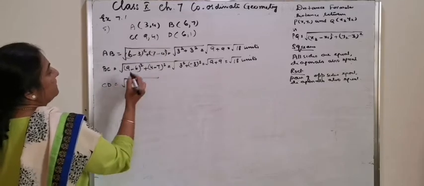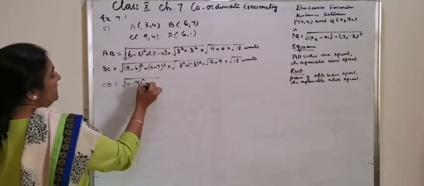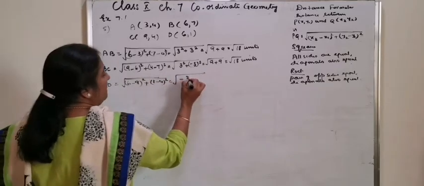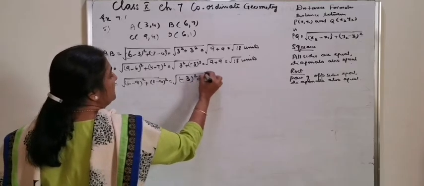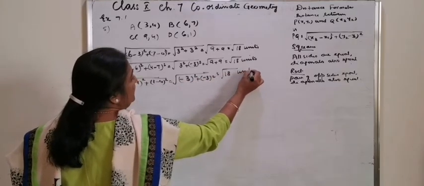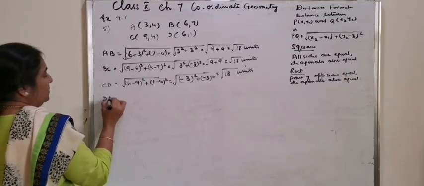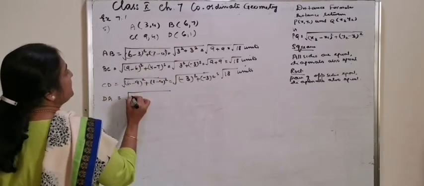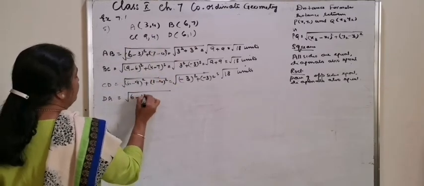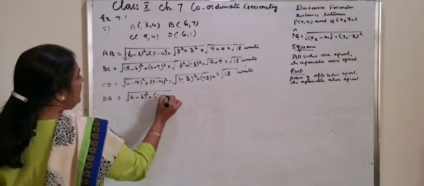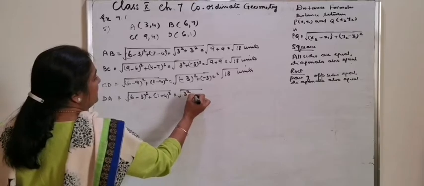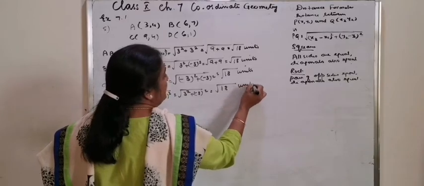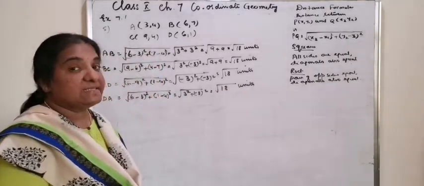CD length is (6 minus 9) the whole square plus (1 minus 4) the whole square, square root of minus 3 the whole square, another minus 3 the whole square, root 18 units. What about DA? DA length is square root of (6 minus 3) whole square plus (1 minus 4) the whole square, 3 square plus minus 3 square, which is again 9 plus 9, root 18 units. That means you got all 4 sides as equal.